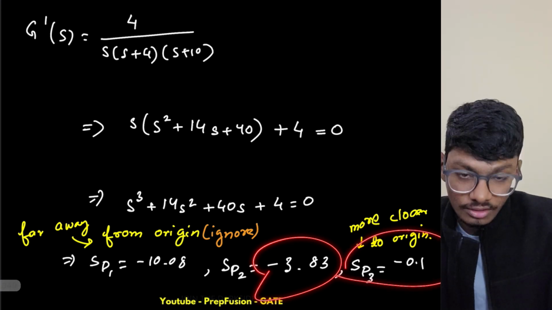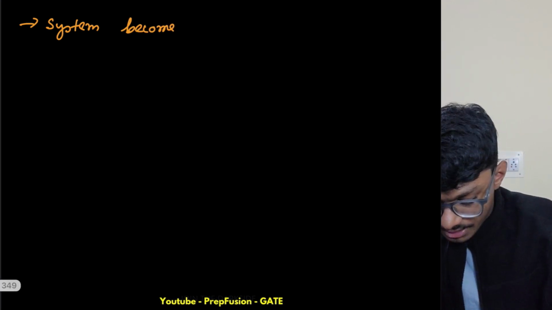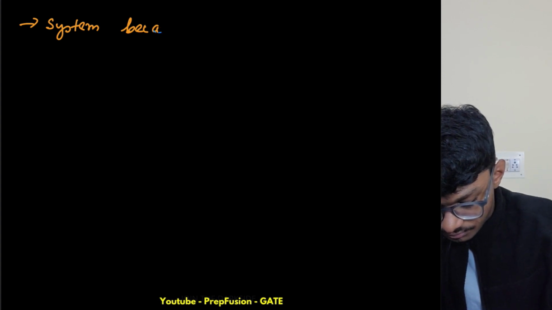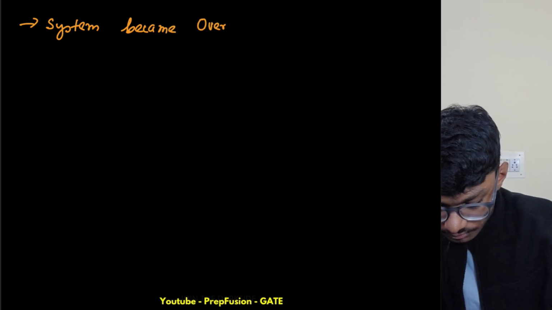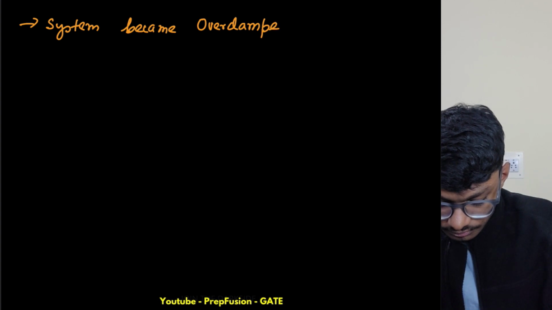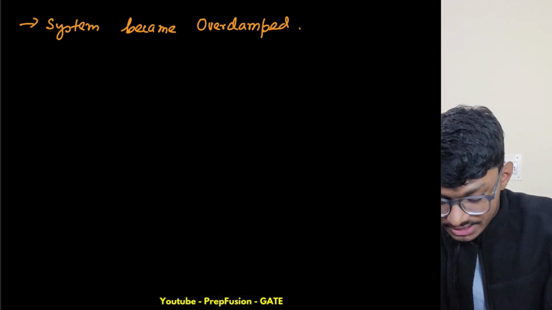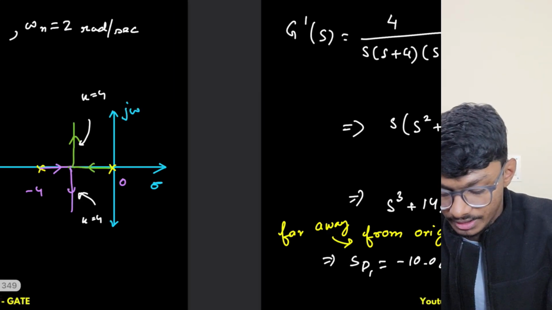So what do I see? I have two poles which are not equal to each other and which are negative. That means my system is overdamped. So my system became overdamped. What does that mean? My zeta has increased, because previously it was underdamped, now it became overdamped.